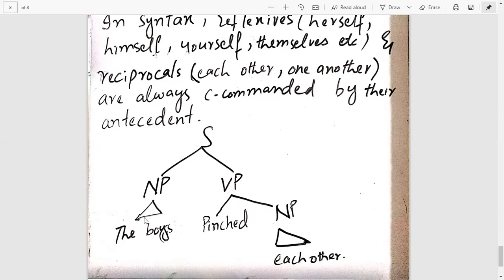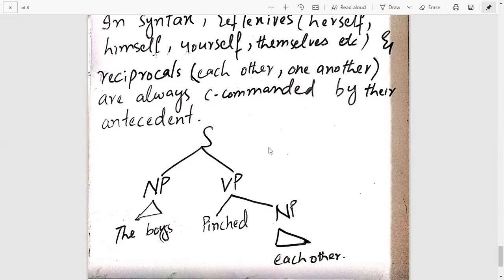So I just used this triangle, and I didn't take out two branches out of NP. So the voice is here, you can say antecedent, and the verb phrase is pinched, and in the noun phrase again we have each other, or you can say this is also reciprocal. So we can say that this each other c-commands the voice, right? Because the boys have some relation with this each other, right?